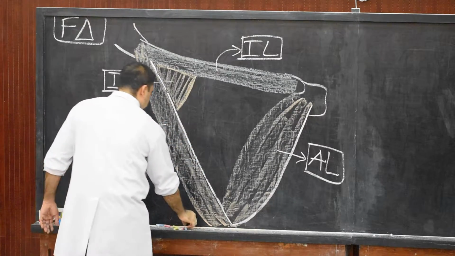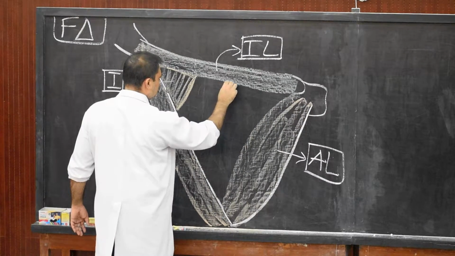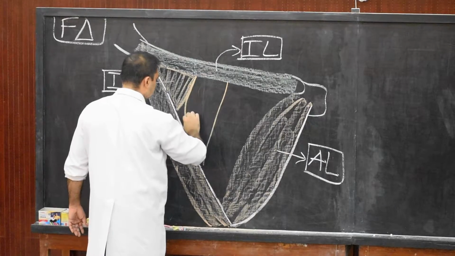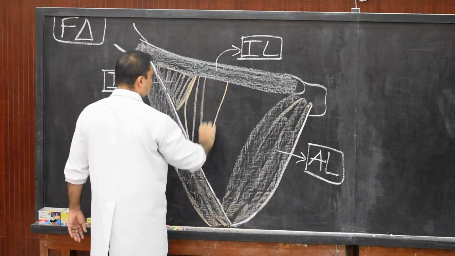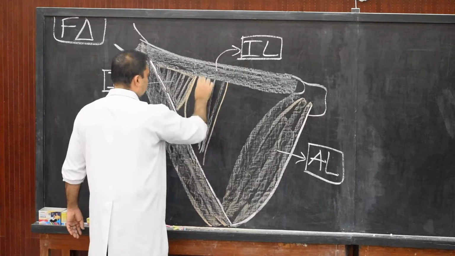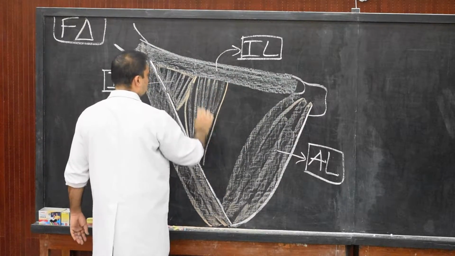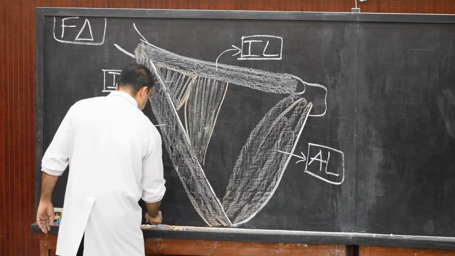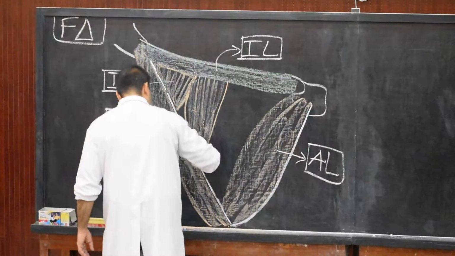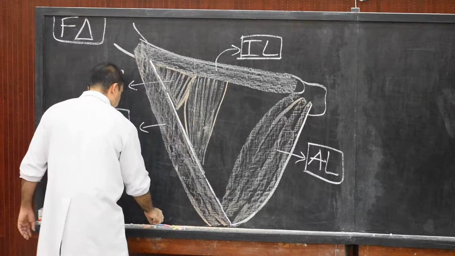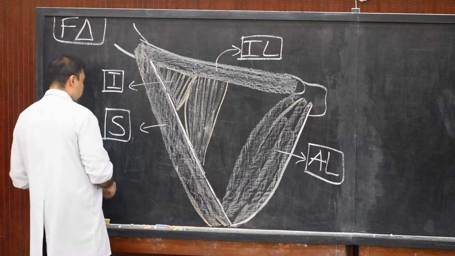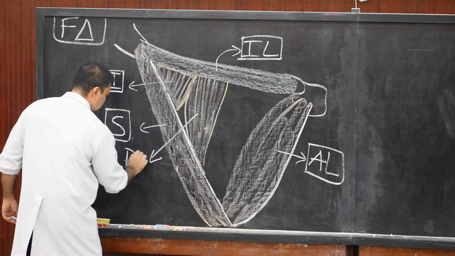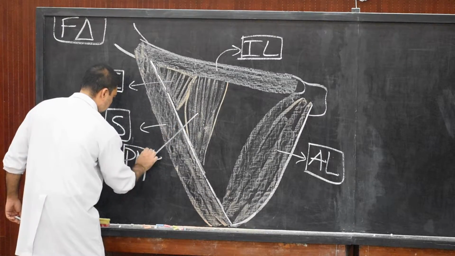Medial to iliacus there will be another muscle which is going down, and this muscle which goes down will be known as tendon of psoas major or psoas major muscle. So this will be the psoas major muscle. This muscle will be psoas major, and therefore we are going to mark this as psoas major.